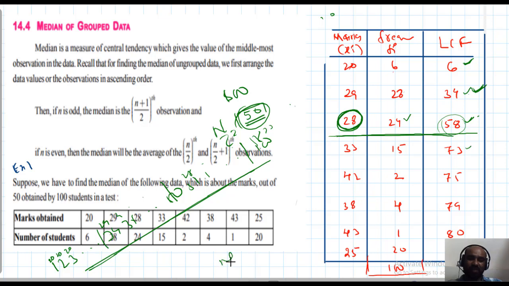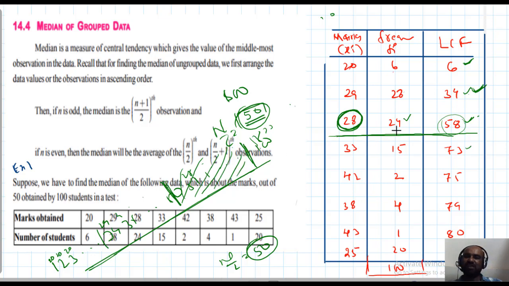But while finding n by 2, I got 50, so I want the 50th student's mark and the 51st student's mark. Where is that student? The position should be identified. So what is my observation? That it is between 34 and 58, in between 34 and 58, here only are the students.